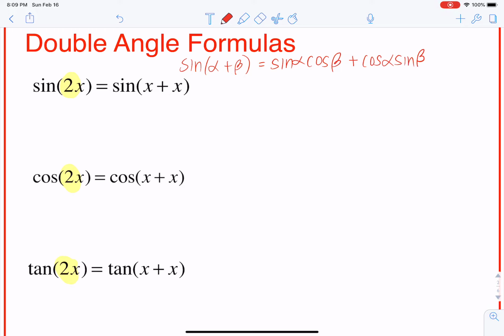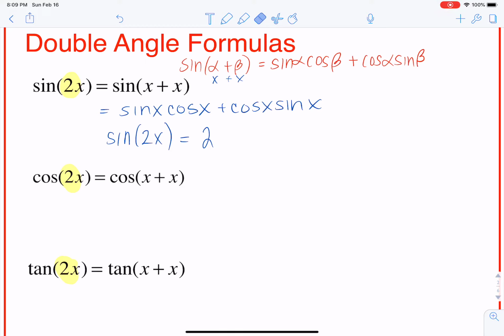So I'm just going to do the same exact thing, but here I'm working with x plus x. So I'll end up getting sine of x times cosine of x plus cosine of x times sine of x. So I now can use my sum and difference formulas to summarize that sine of 2x is equal to 2 times sine of x cosine of x. So this is one of my double angle formulas.